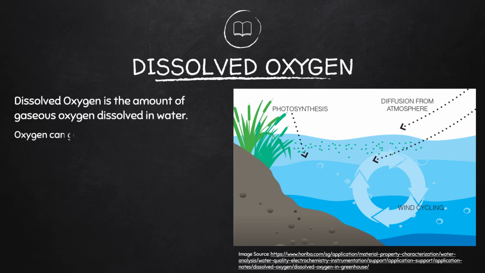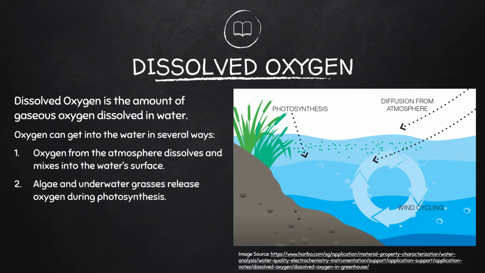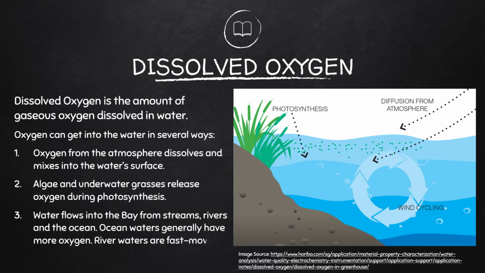Oxygen can get into the water in several ways. The first one would be through diffusion from the atmosphere. Oxygen from the atmosphere dissolves and mixes into the water's surface. Second way on how oxygen can get into the water is through the photosynthesis of algae and underwater grasses, through the release of oxygen. And the last one would be wind cycling. When water flows into the bay from streams, rivers, and the ocean waters generally have more oxygen. River waters are fast-moving, which helps oxygen from the air mix in.